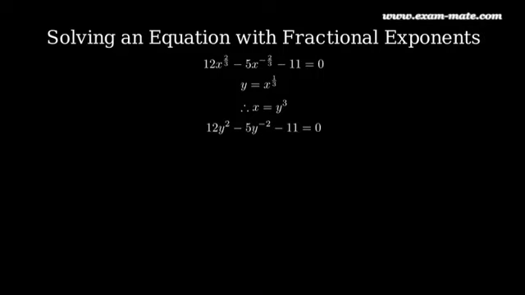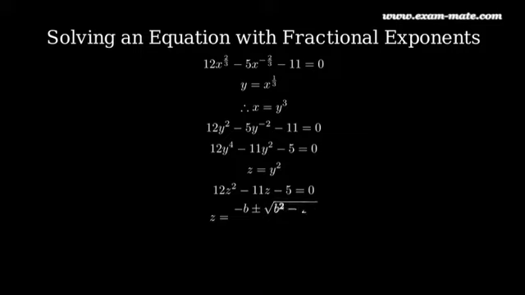To eliminate the negative exponent, let's multiply every term by y squared. This gives us 12y to the 4th minus 11y squared minus 5 equals 0. Now, we can make another substitution to turn this into a quadratic equation. Let's let z equal y squared. This transforms our equation into 12z squared minus 11z minus 5 equals 0. We can solve this using the quadratic formula.